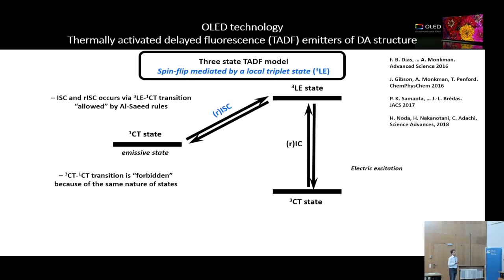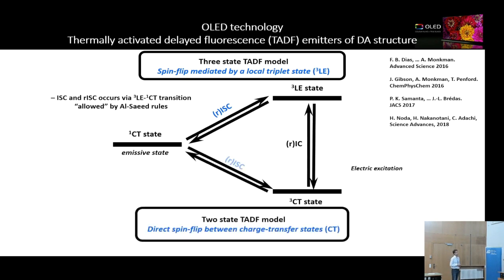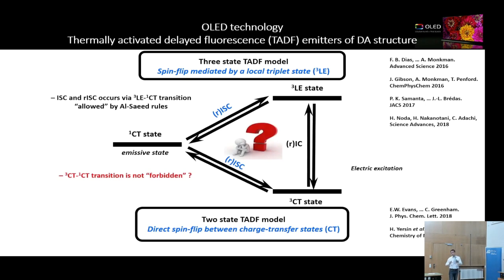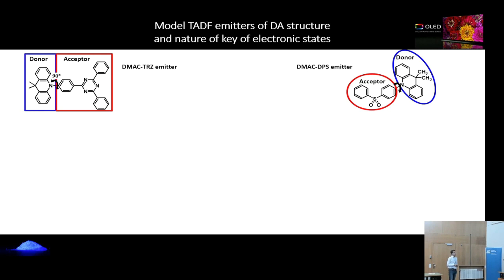But lately, we saw very nice models which explain the state-of-the-art emitters by Professor Monkman's group, Professor Adachi, Professor Bredas, and so on. But lately there are some examples which appear in the literature, when we go to other examples, when we have a wider range of polarities, for example, or wider ranges of energy gaps, which question if the CT-CT transition is actually not forbidden. And today, I would like to focus on our results, which show this phenomenon.